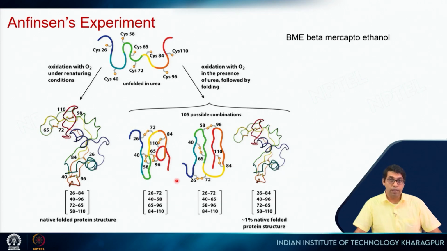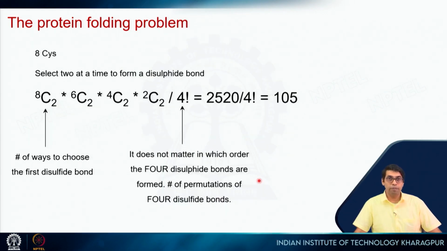The remaining could not. It turns out that if we do our calculations correctly, there are 105 different forms in which these 4 disulfide bonds can be formed, and only one of those is correct. So 1 out of 105 gives you 1% activity. So how do we get this 105? This is the calculation. We are choosing 2 cysteines to form the first disulfide bond, so 8C2 will be the first. Then 6C2, as now we are left with 6 cysteines, so we are choosing 2 out of those 6. Then 4C2 and 2C2. So that's how we form the 4 disulfide bonds.